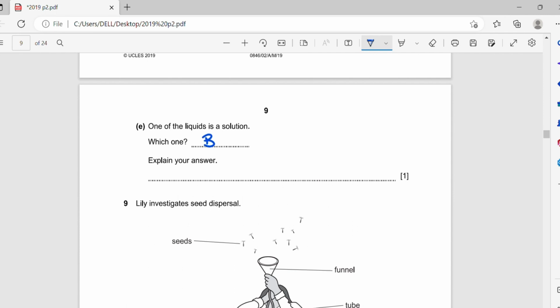Explain your answer. هنقول A because it leaves behind a solid.